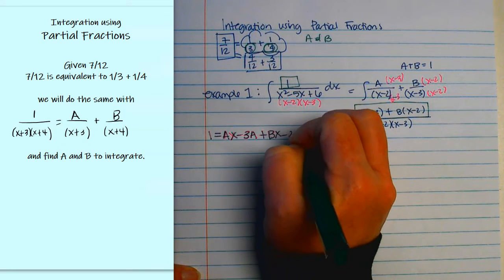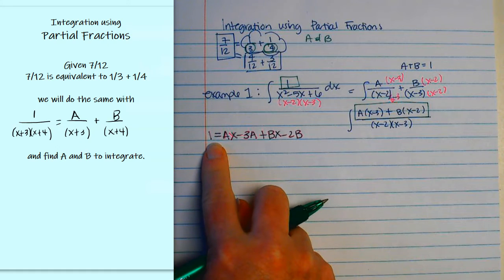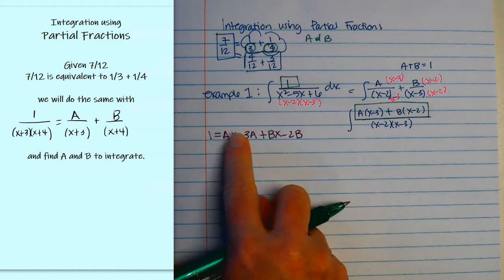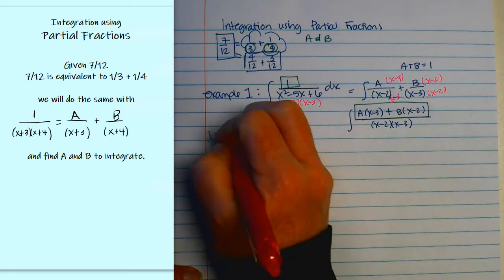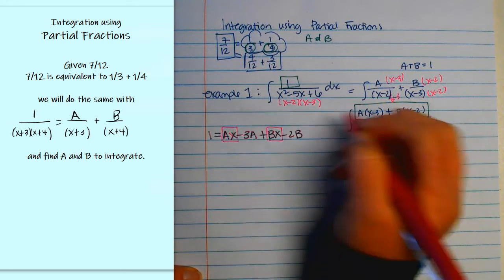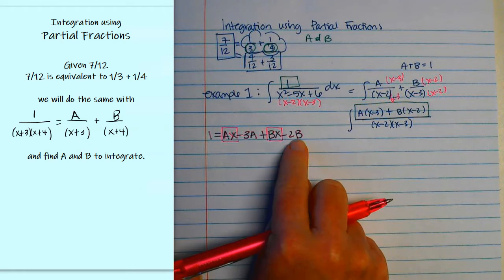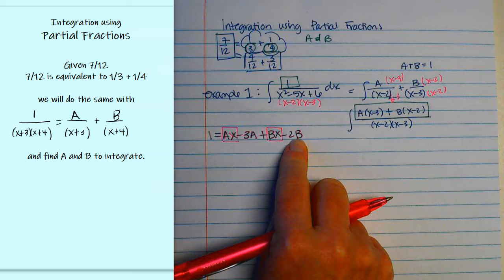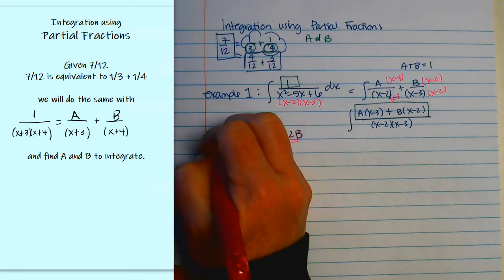How does that help us? Well, I need the right-hand side to equal 1. I need the x values to equal 0x, because I don't have any x's on this side. And I need negative 3A and negative 2B, the numerical values, just numbers, no variables, to equal 1.